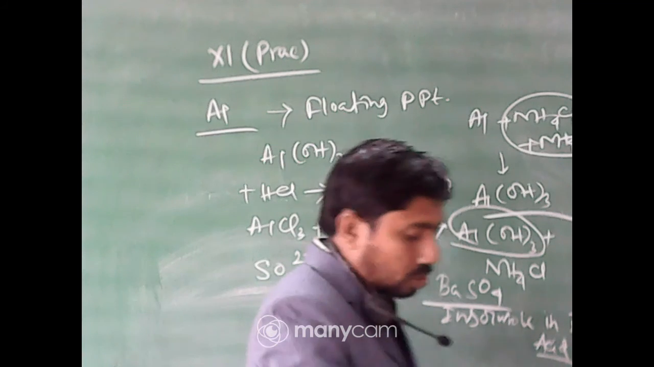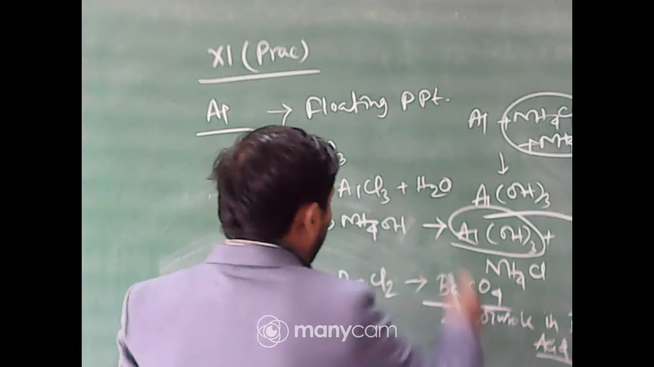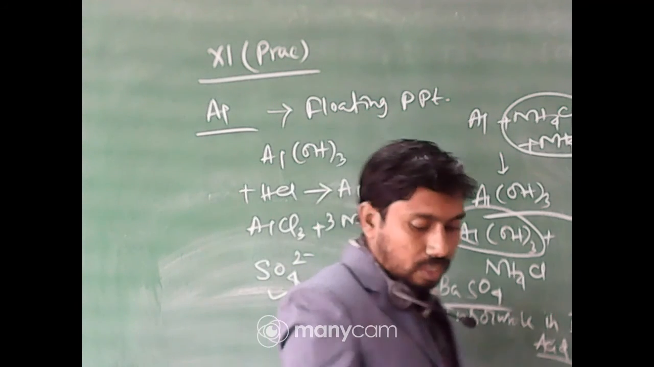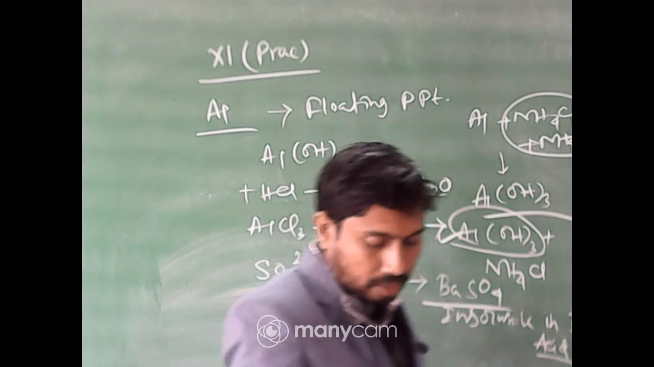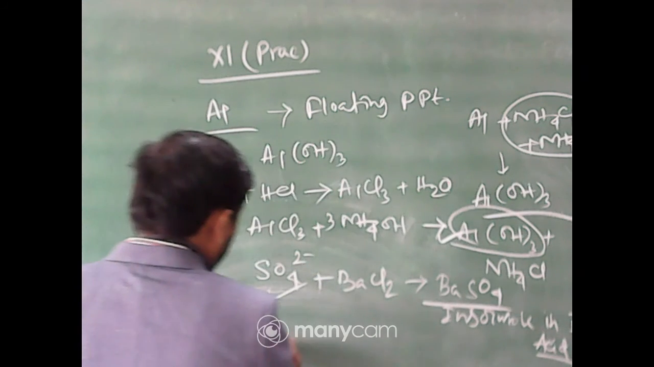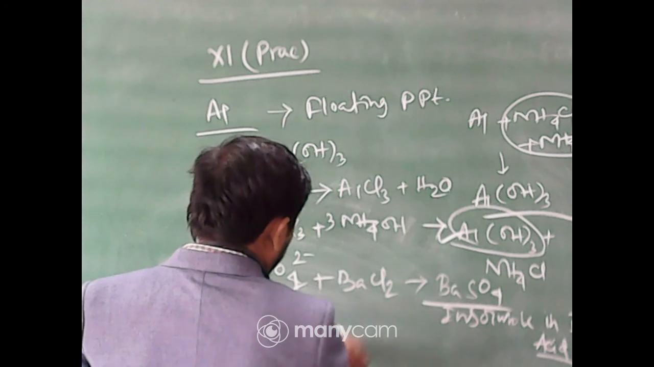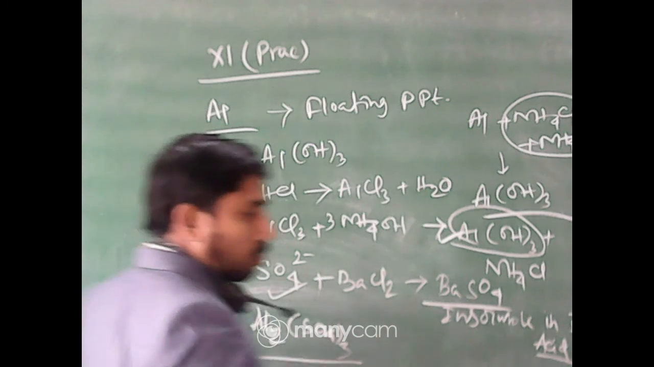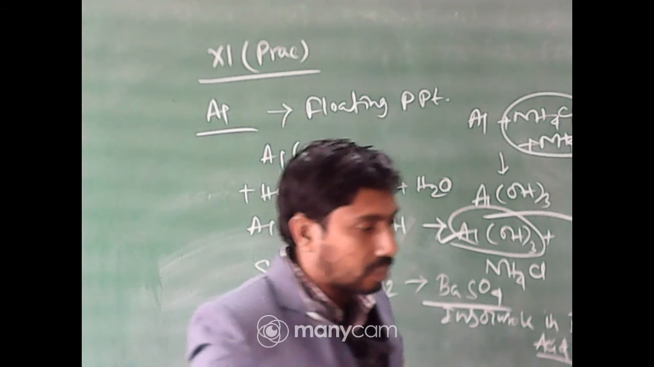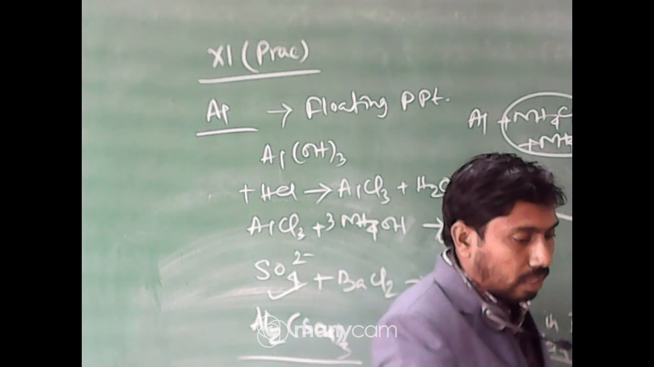So, by these two tests, the first for aluminium and the second for sulfate, it is confirmed that the sample has the composition aluminium sulfate. The formula is this. So, in this way we will detect the inorganic sample. Thank you and bye.